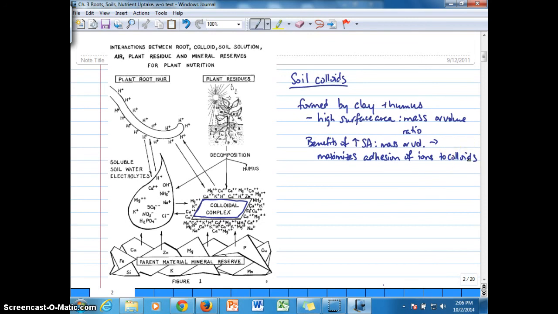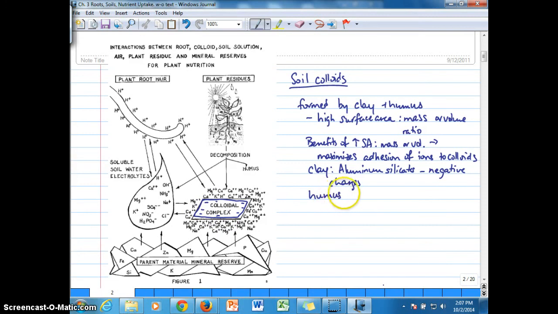Okay, so if we take a look over here at the colloids, we see that there's a lot of positively charged ions that are attracted, and that's because the soil colloidal complex is full of negative charges on the surface here. What brings those negative charges is that clay is basically formed from aluminum silicates in many of the clays that we see. When these ionize, they form negative charges, and that's what brings these negative charges on the surface.